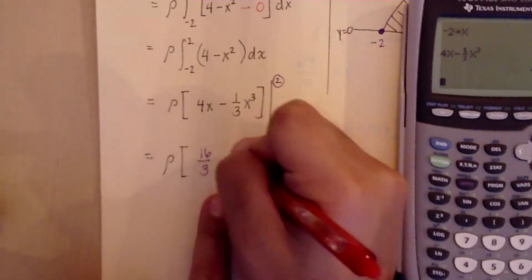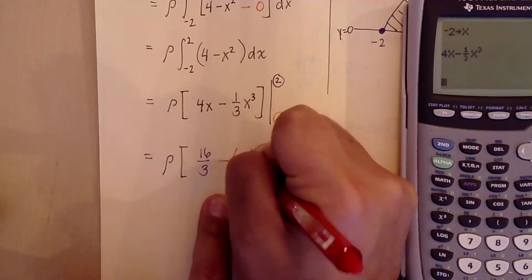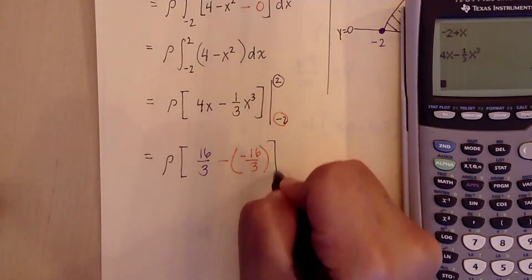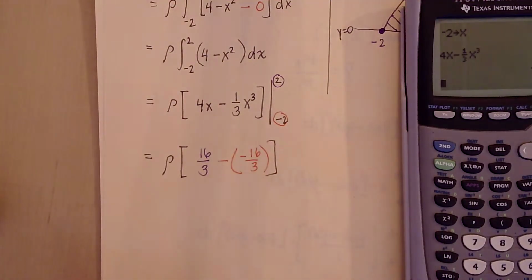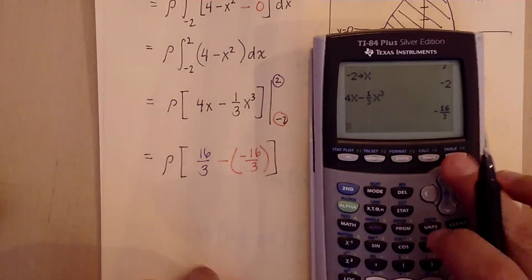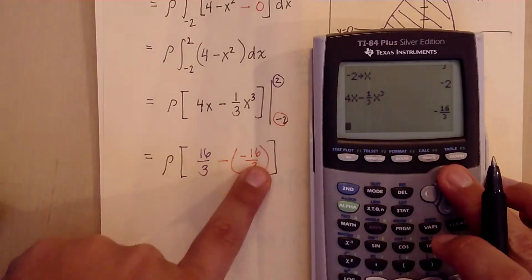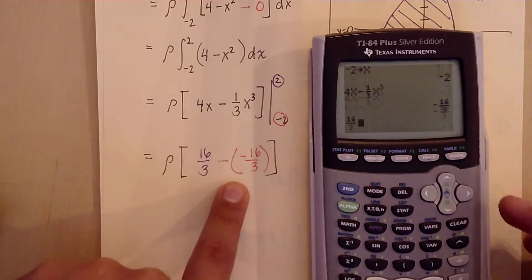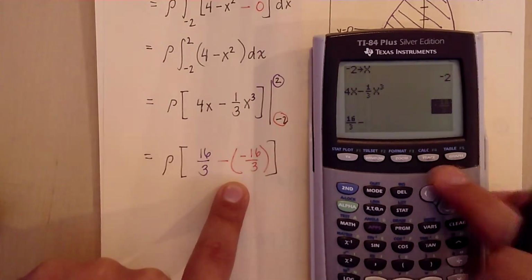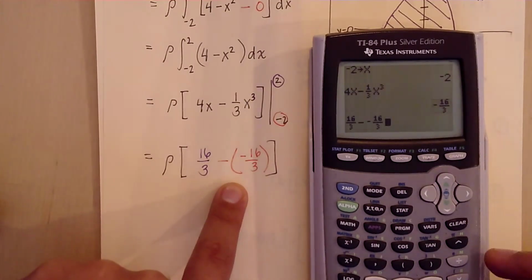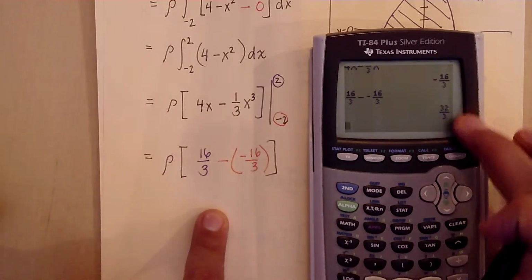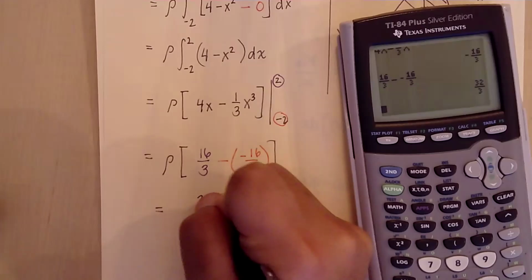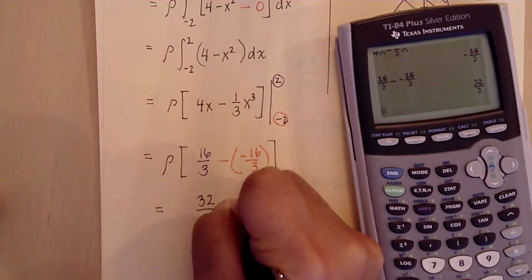So now this is minus -16/3, like so. And then another cool thing is that if we're doing this number minus that number, what we can do is just go back up to find that 16/3, minus, go up, copy this number, the -16/3. So we should be getting 32/3. So this answer here should be 32/3 rho.